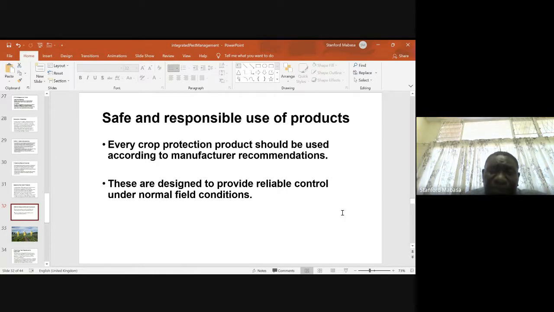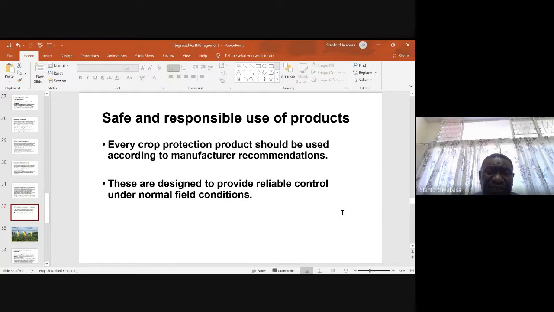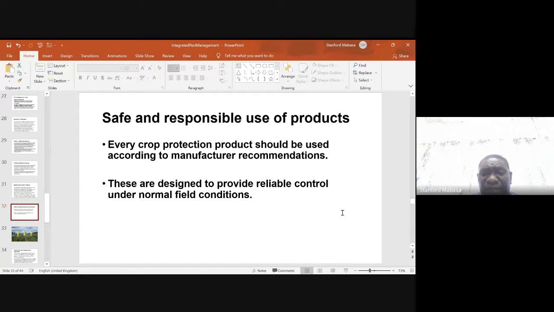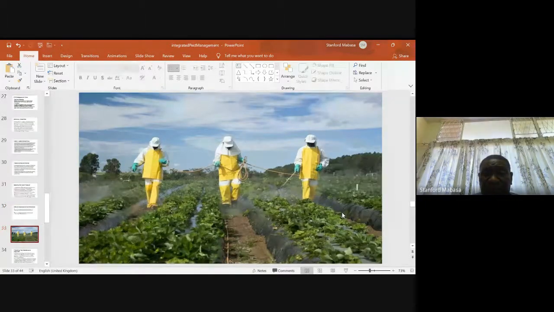Safe and responsible use of products. This is very important. Every crop protection product should be used according to the manufacturer recommendations. Otherwise, if we don't do that, then we have undesirable effects. These products may be designed to provide reliable control under normal field conditions. So this is spraying.